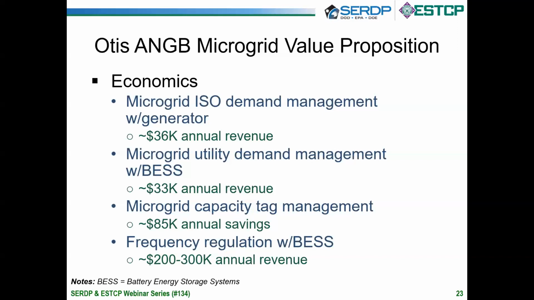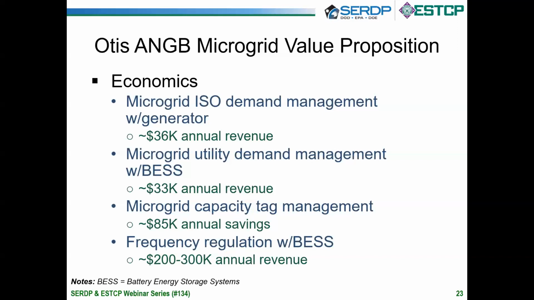Capacity tag management is something that, I don't know that it's unique to ISO New England, but is in certain markets where you get charged for the highest power draw that you require over a period of time in the year. And if you can manage that, then you can reduce this capacity tag. And then the biggest thing, frequency regulation, which I described earlier. So these are all different potential revenue streams. Most of these are accessible by virtue of the use of the battery.